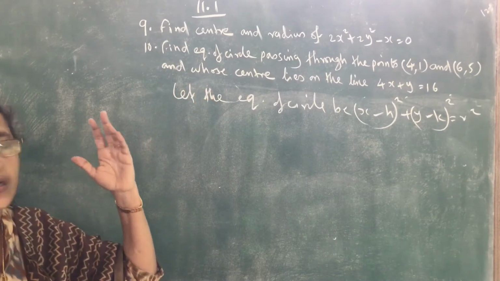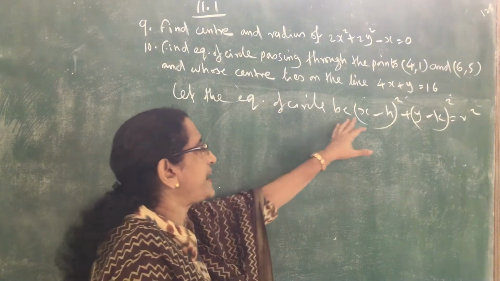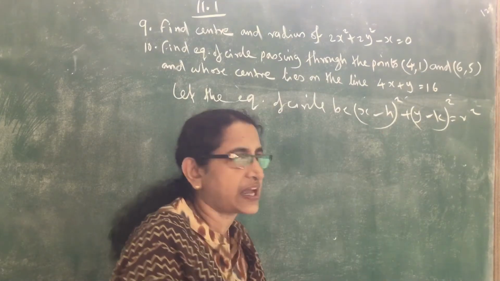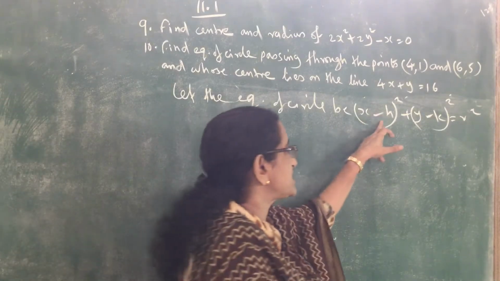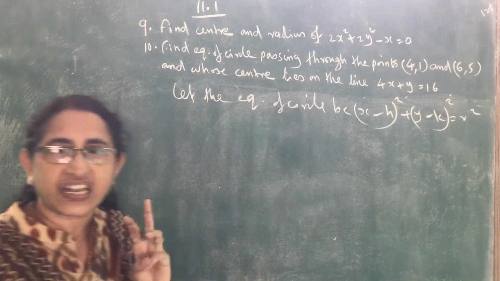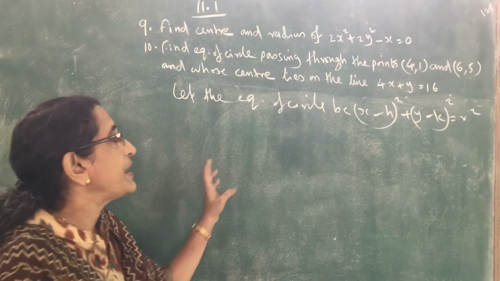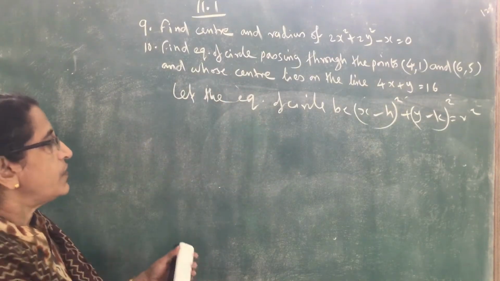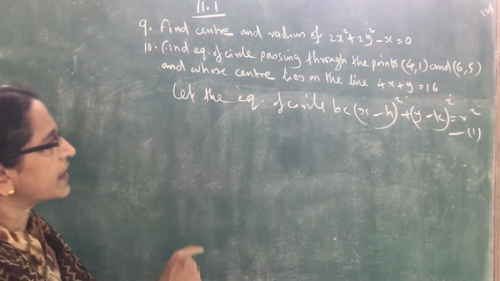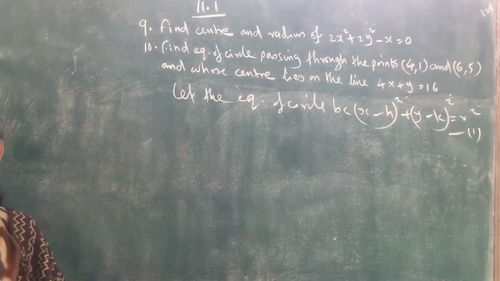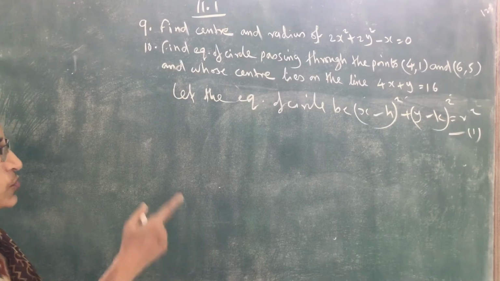So let the equation of that circle be (x minus h) whole square plus (y minus k) whole square equal to r square. In this equation we want to find h, k and r. These 3 things we want to find. For that the conditions are given. So name this equation as equation 1, and given that this circle passes through (4, 1) and (6, 5), we can substitute these 2 points in equation 1.